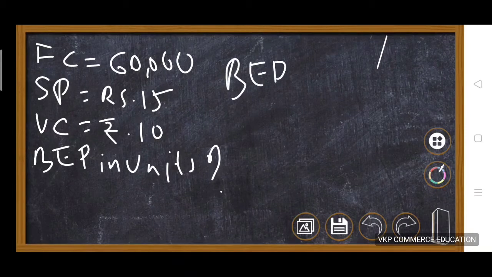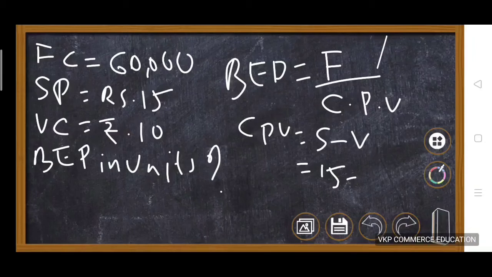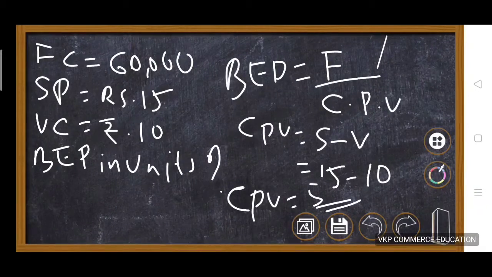Now let us discuss how to calculate BEP in units. First of all, the equation: BEP in units is equal to fixed cost divided by contribution per unit, commonly written in short form as CPU. First of all, CPU or contribution per unit is equal to sales minus variable cost. Here selling price per unit is rupees 15 and variable cost is rupees 10. So contribution per unit is equal to 15 minus 10, which is 5.